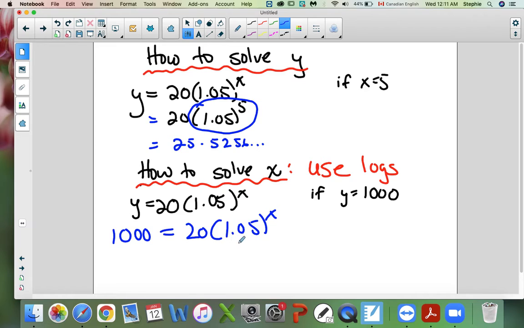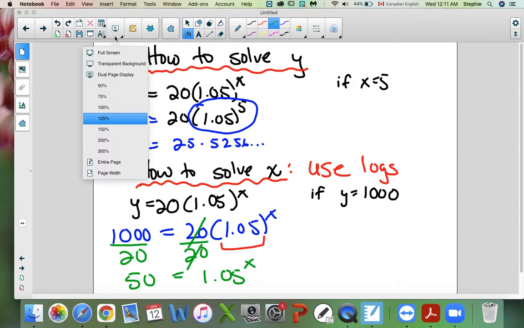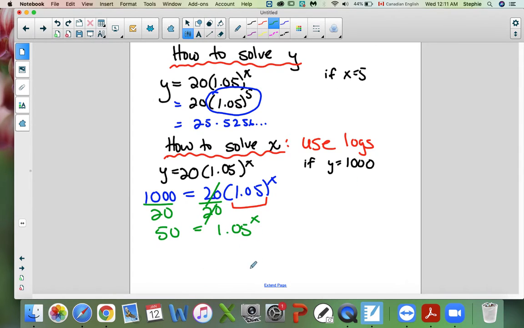And now you need to isolate the base. So this is considered the base. You need to get rid of that 20. So we're going to divide both sides by 20. This cancels out. So you have your 1,000 divided by 20, which makes 50. And this is the most important part that you need to do. So you're going to now rewrite it as a log.